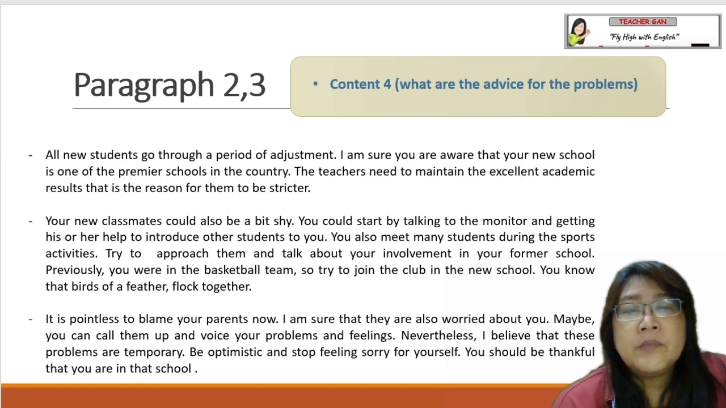You also meet many students during the sports activities. Try to approach them and talk about your involvement in your former school. Previously, you were in the basketball team, so try to join the club in the new school. You know that birds of a feather flock together. And there is another example.